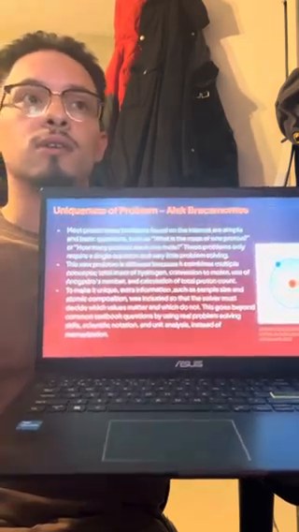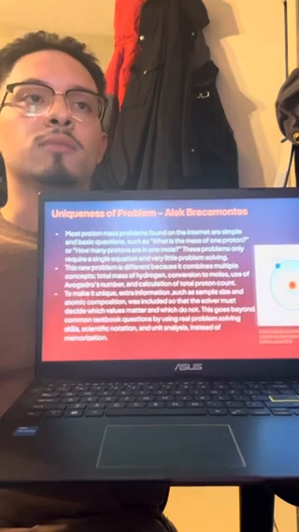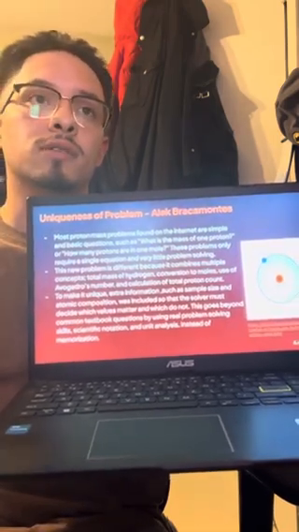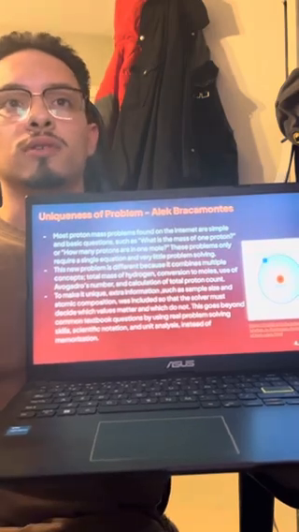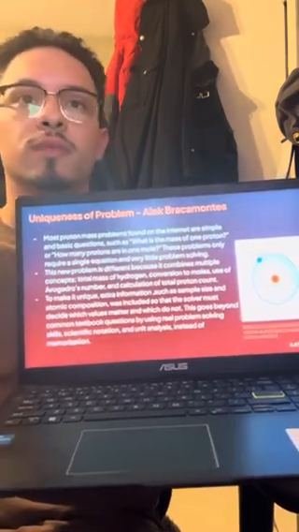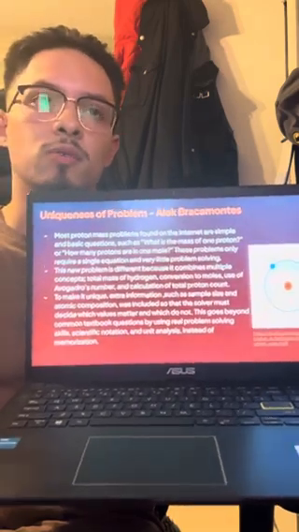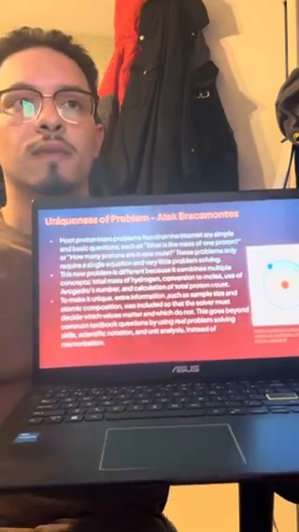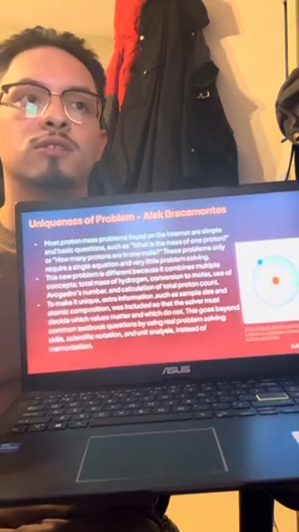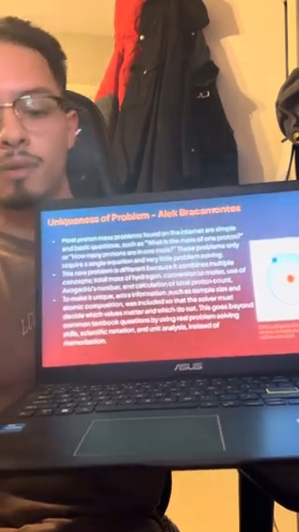Now, to make it unique, some extra information, such as sample size and atomic composition, was included so that the solver must decide which values matter and which don't. This goes beyond common textbook questions, and it uses real problem-solving skills, scientific notation, and unit analysis, instead of just basic memory.